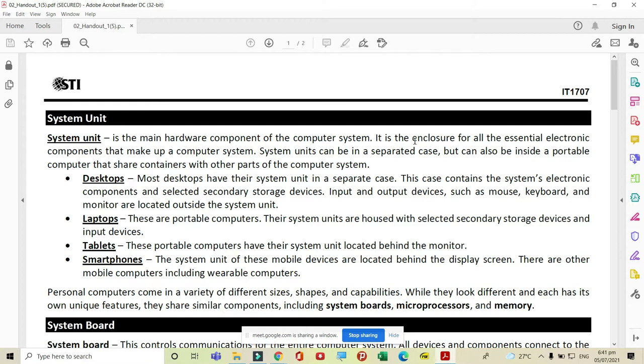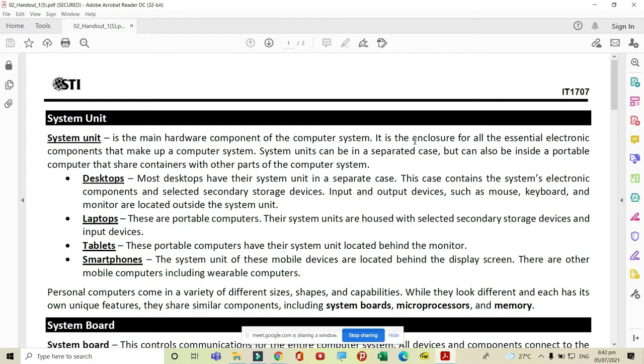System units can be in a separate case, which is the common one, but can also be inside a portable computer that shares containers with other parts of the computer system. So we have two types of system unit. The first is the very common one you always see in a desktop setup: a monitor, with the system unit beside it. Some are placed below, some above. But the common definition is that the first type is the separate case.